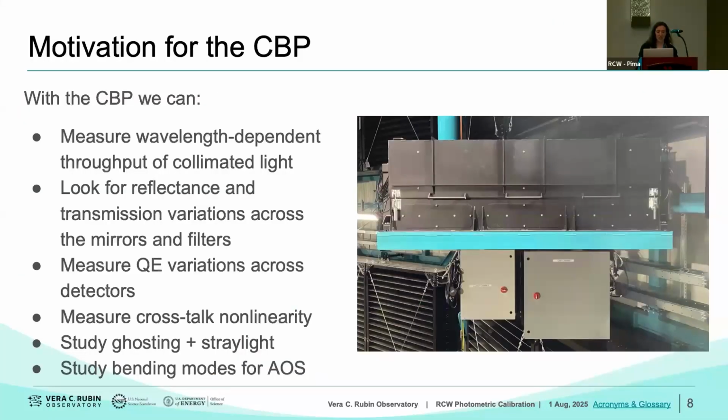And the idea here is that because we have a tunable laser, we can really measure the wavelength dependent throughput of collimated light. We can look for reflectance and transmission variations across the mirrors and filters, measure QE variations across the detectors, and measure crosstalk and nonlinearity because we can project individual spots. And then of course we can study ghosting and stray light, and study bending modes for AOS, other things that are not really related to calibration.